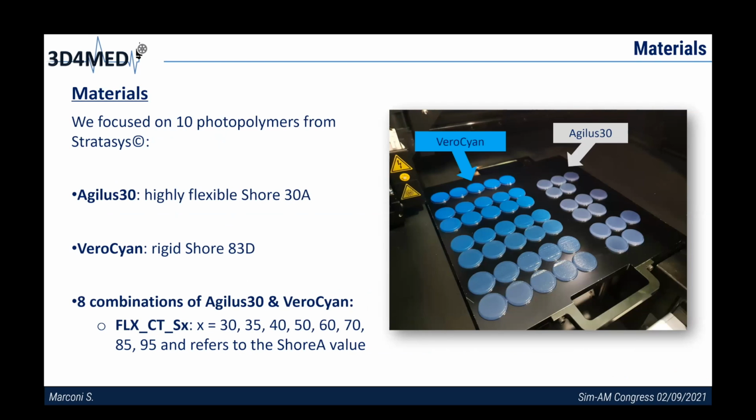To develop this methodology, we focused on 10 photopolymers from Stratasys, one of the major players in material jetting 3D printer production, including 2 base materials. One is the Vero, a rigid material characterized by a Shore D of 83, and the Agilus 30, the most deformable photopolymer available in this machine, a highly flexible material with a Shore A of 30. And 8 combinations, so 8 digital materials coming from those 2 base materials, named after their Shore A value. You can see the 2 base materials and the blue shades from the cyan to the Agilus, thanks to the different percentages of the 2 materials combined at a microscale level.